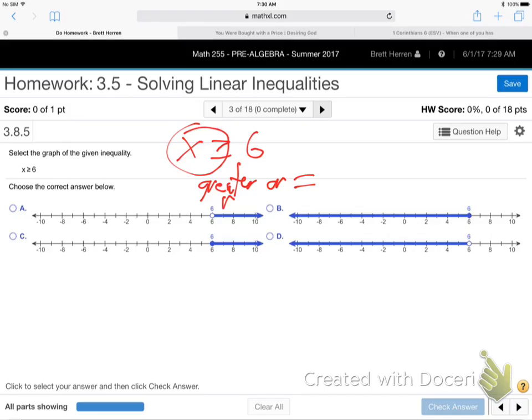That means to the right. Greater is to the right. And am I looking for the solid dot? Can it be right on it? Yeah, so it's answer C, isn't it? It's this one. It's right on the 6 and to the right. Does that make sense? It's right on the 6 and to the right. Good. All right, I'll keep moving.